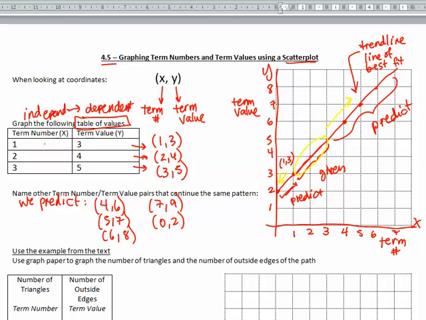Hopefully you understood this concept of putting a pattern on a graph. And let's use an orange smiley face today. So hopefully you understood this lesson.